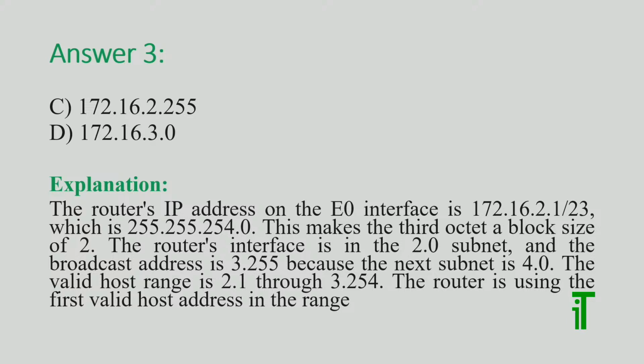172.16.4.0, and the valid host range is from 172.16.2.1 to 172.16.3.254. I've told you that the first IP address, which is 172.16.2.0, is a network address, so we don't use it. It's not usable. Then the last IP address, which is 172.16.3.255, is also for broadcast and it's not usable.